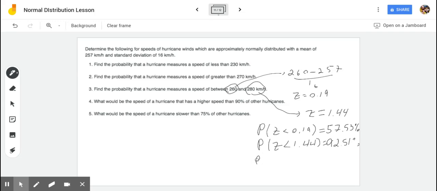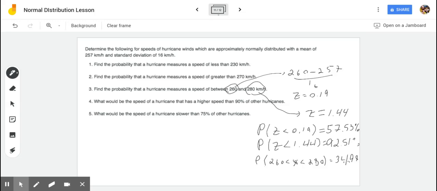And so to write the probability between, we can say the probability that 260 is less than x is less than 280, which is the same thing as the probability of z being between 0.19 and 1.44 is 34.98%. It's not the nicest number, but that gives you an idea of how to do between and greater than and less than.